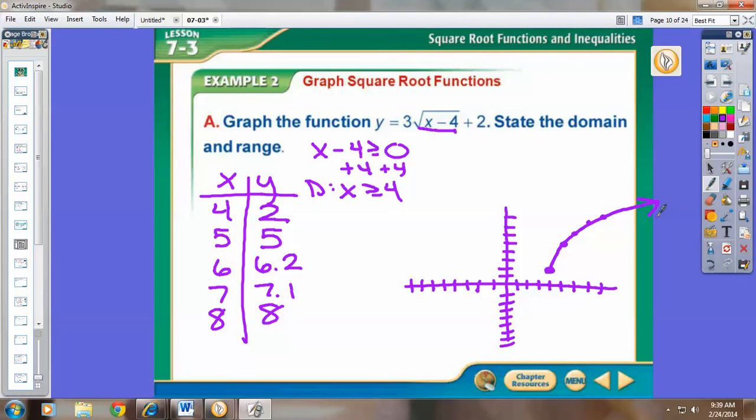We know our domain, don't we? Yep. What about our range? How do we know? You smash it against the wall. Okay, we can smash the graph against the y-axis. The smallest y value is 2. Look at your table. If 4 is the smallest number we can put in, that means 2 is the smallest number we're going to get out, correct? All these other y values are bigger than 2, aren't they? So our y value, our range, is greater than or equal to 2.